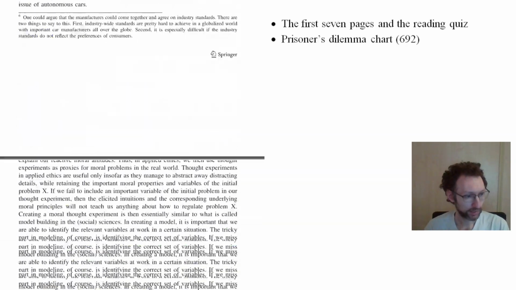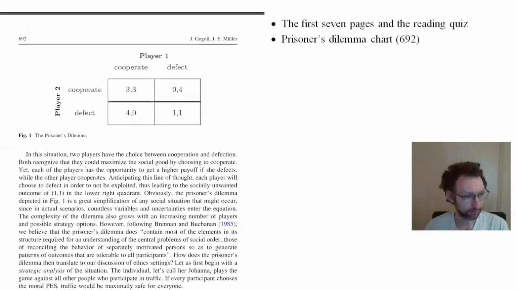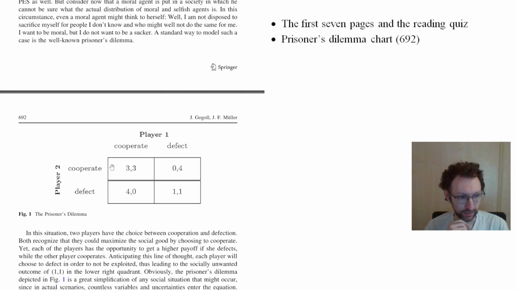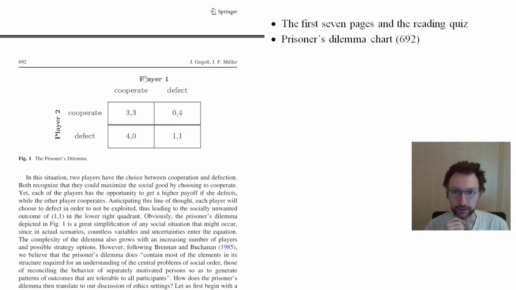The second point is that on page 692, we get a discussion of this thing known as the prisoner's dilemma. The prisoner's dilemma is a situation where you have two people, player one and player two, and they each have to make a choice. They can either choose to cooperate or defect. And what this means will get explained in the article.